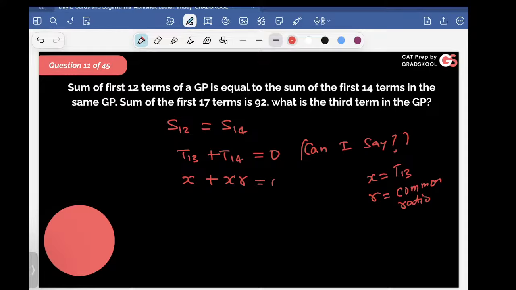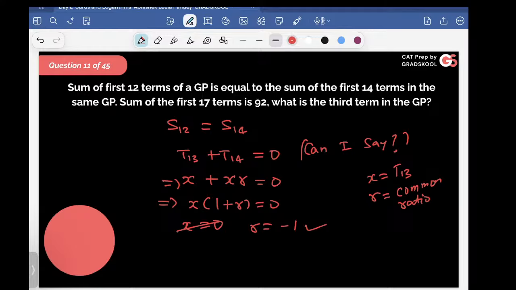This is equal to 0, which means if I take X common, I'll have X times (1 plus R) equal to 0. So either X is 0 or R is minus 1. Obviously, X can't be 0. In a GP, a term cannot be 0, otherwise the common ratio would be 0. So this is correct. The common ratio is minus 1.